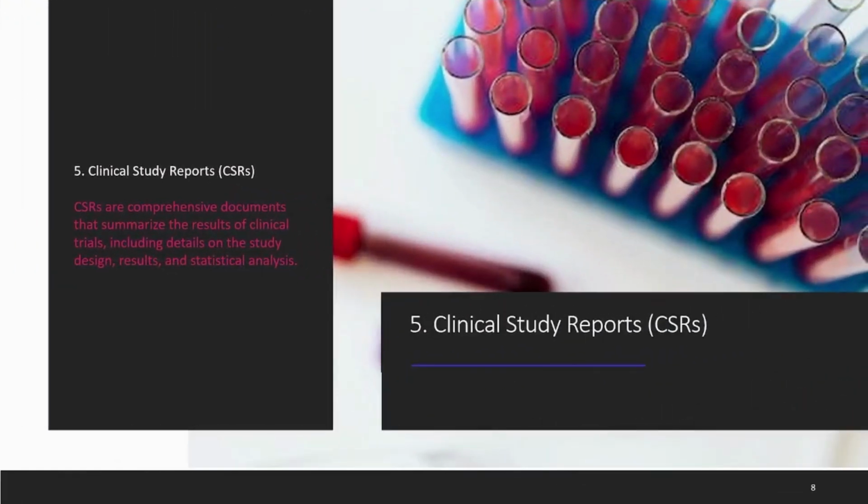The next type is clinical study reports, which is also called CSRs. They are comprehensive documents that summarize the results of clinical trials, including details on the study design, results, and statistical analysis.